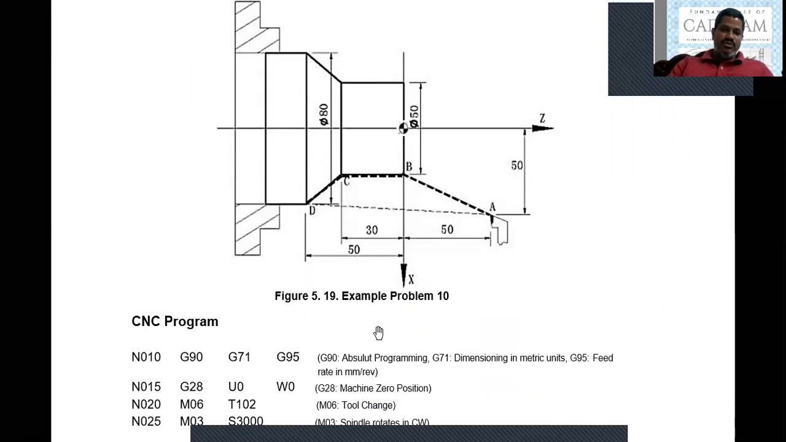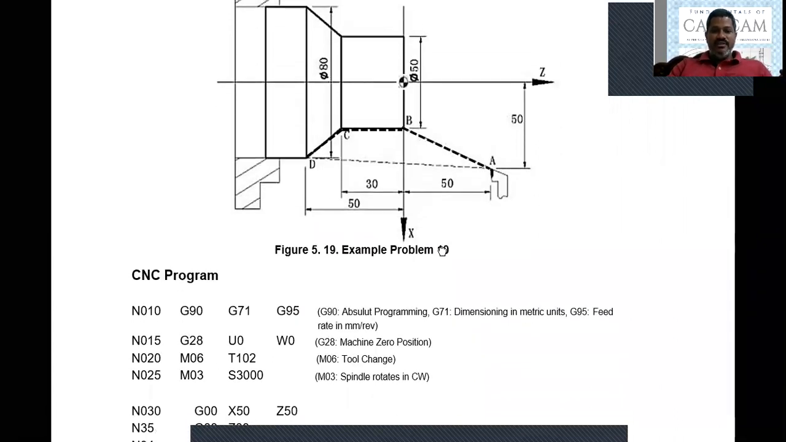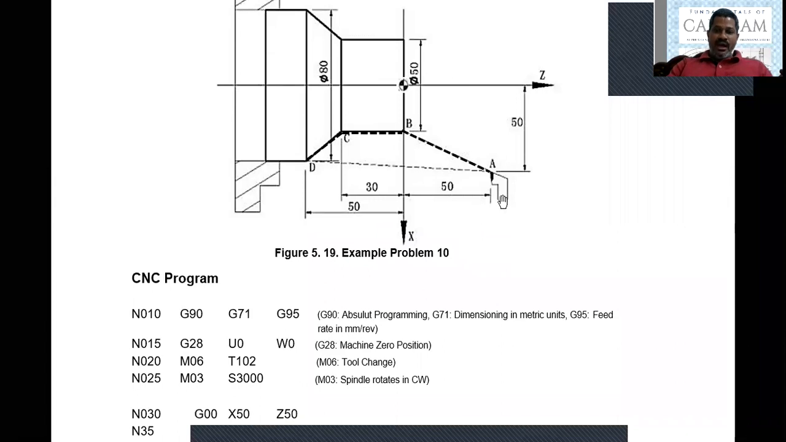Now let us move forward. As you can see, the tool is exactly at this location. The coordinate values are 50-50 now: the X coordinate is 50, the Z coordinate is also 50. Our tool is at this location. The tool may be at the machine zero location, but from machine zero we need to bring the tool to the 50-50 location, X 50 and Z 50, at A.